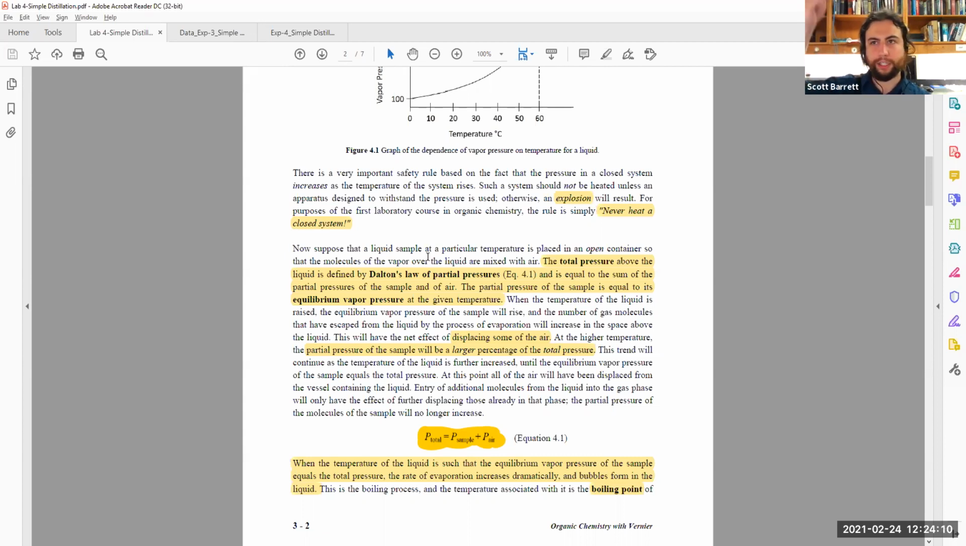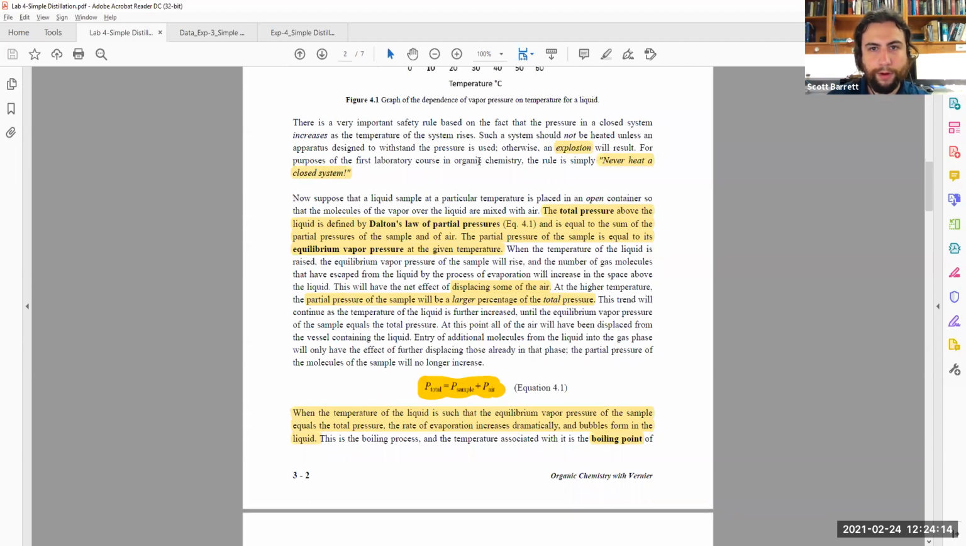So it's not closed, it's actually pulling from that water. So going forward, we'll go ahead and look here. The total pressure above the liquid is defined by Dalton's law of partial pressures, which is here, equation 4.1. It is equal to the sum of the given partial pressures of sample and of air. The partial pressure of the sample is equal to its equilibrium vapor pressure at the given temperature.